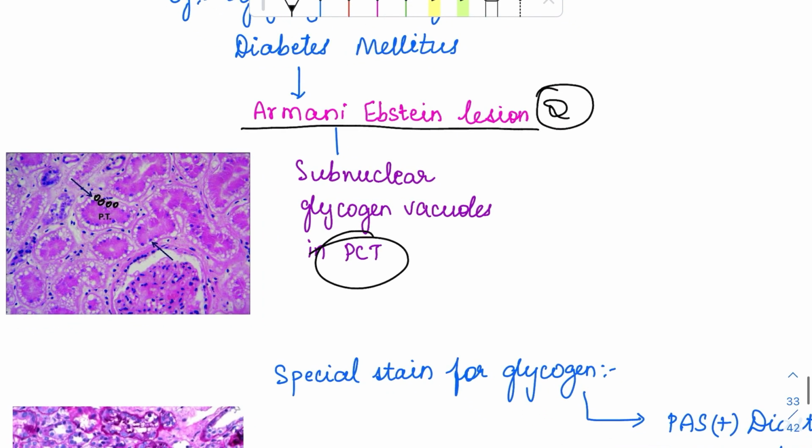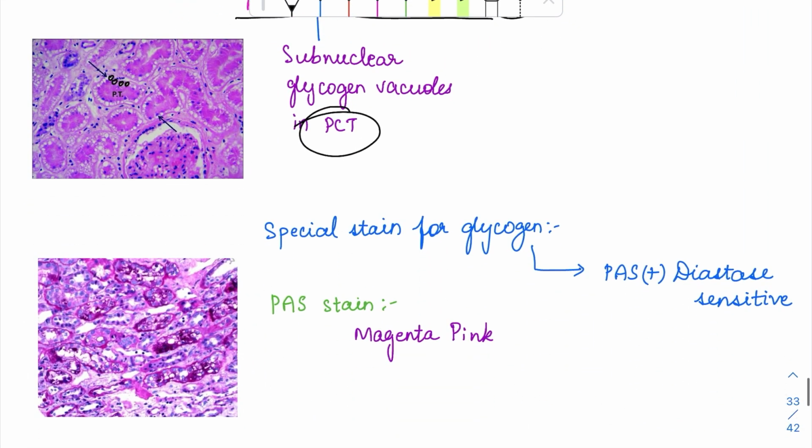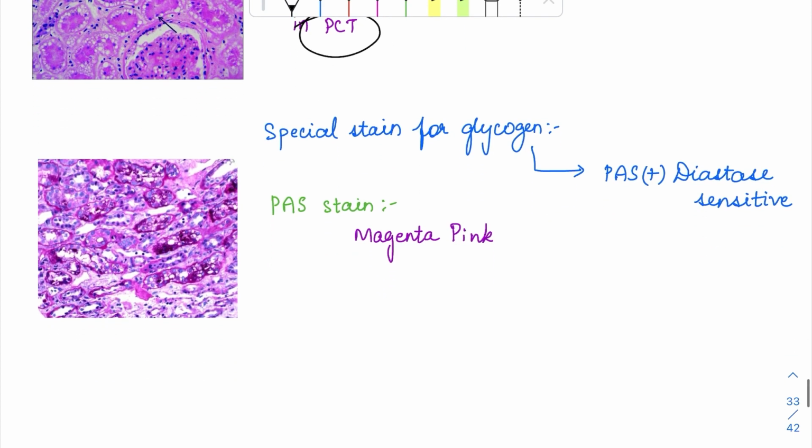So what is the special stain used for glycogen? The special stain used for glycogen is the periodic acid Schiff stain. Periodic acid Schiff stain gives a magenta pink color to the glycogen. And if you use a diastase enzyme along with that, glycogen will be lost. So glycogen is called PAS positive and diastase sensitive.